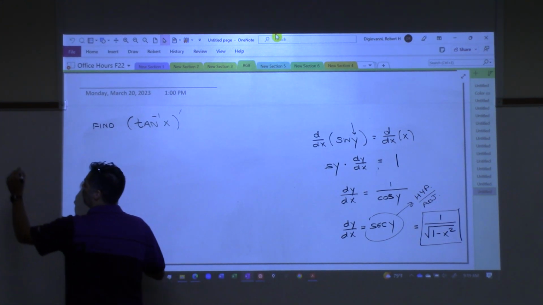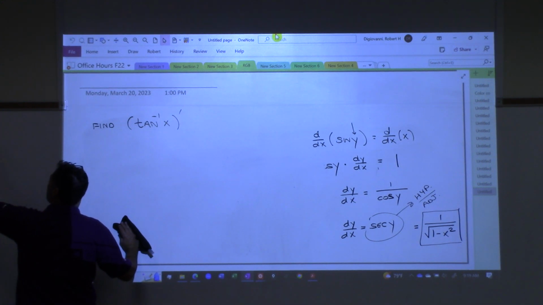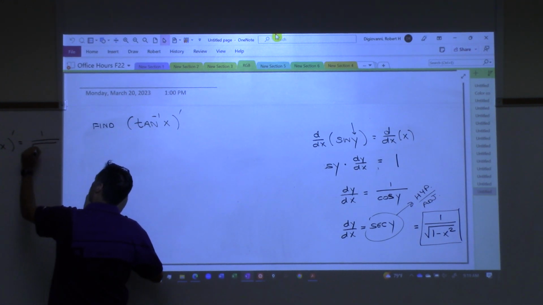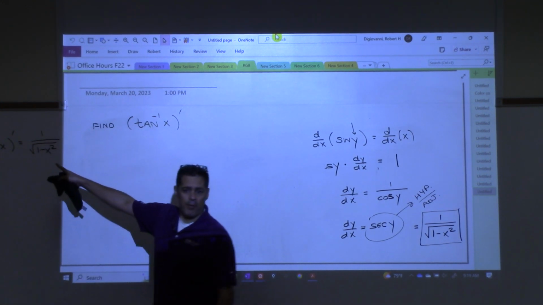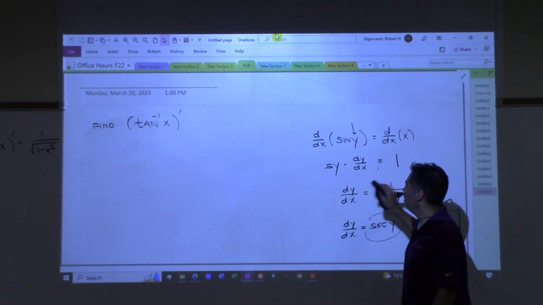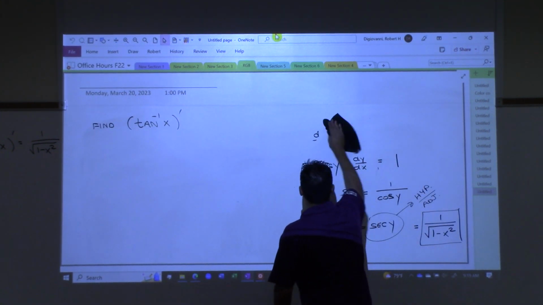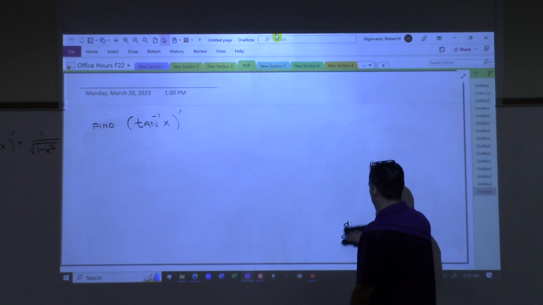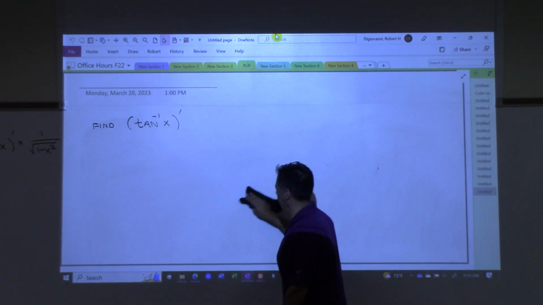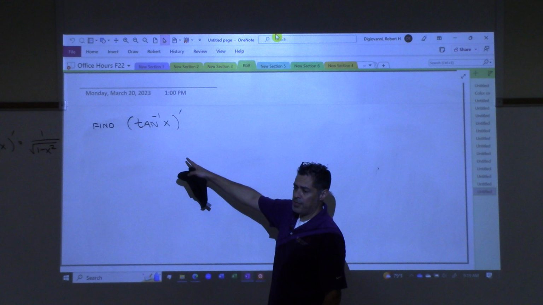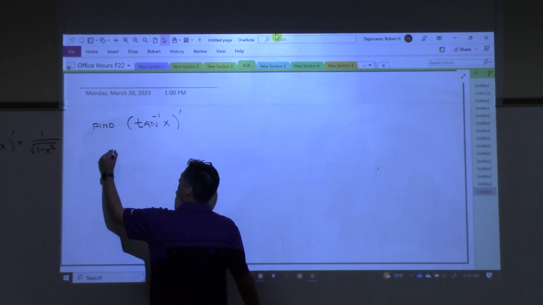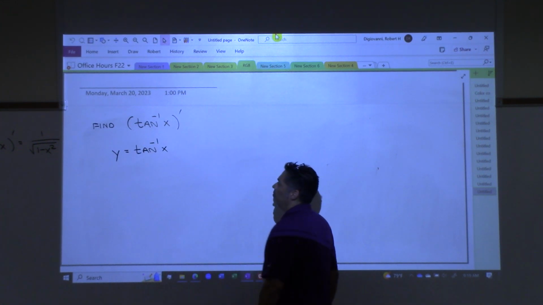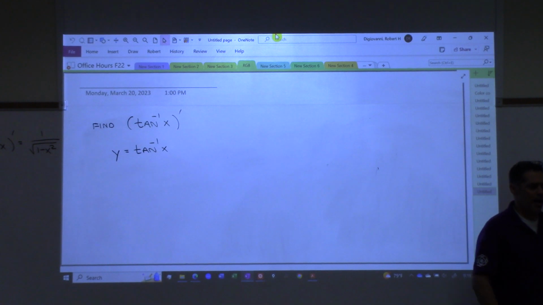And I'm going to put here on the side what we just figured out. We just figured out that the derivative of sine inverse of x is 1 over the square root of 1 minus x squared, right? That is on your formula sheets. Okay, following the same procedure that I just did, what would I do first? Set that equal to y, right? Put y equals this. First we set it equal to y.